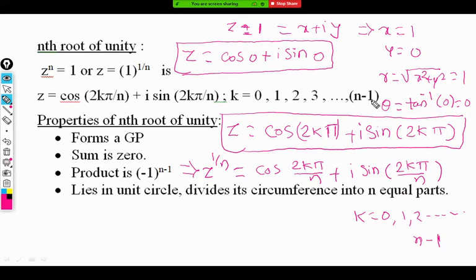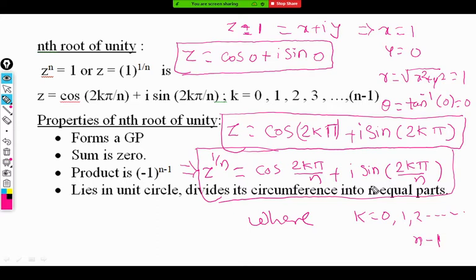We don't know how many roots we have to find out of unity. That is not given. In general, we have to find out n roots. So just write the answer in general only. This is the final answer: z raised to 1 by n, where the values of k are 0 to n minus 1, gives us n roots of unity. That is the end of the question.